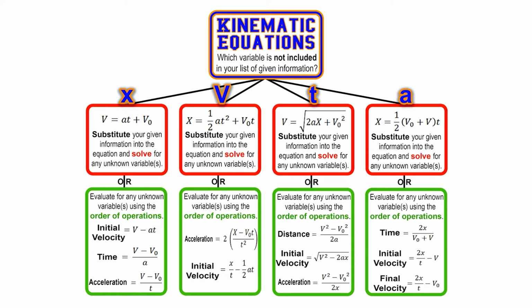For example, say your final velocity was not included, and you're solving for acceleration. You could substitute into the original kinematic equation, plug in your time, your initial velocity, and your distance or displacement, and then use your inverse operations to solve for acceleration. You could also double check yourself using the order of operations. In this case, acceleration is already by itself. So when you substitute in distance or displacement, initial velocity, and time, you can use the order of operations to evaluate your answer. Let's try one together.